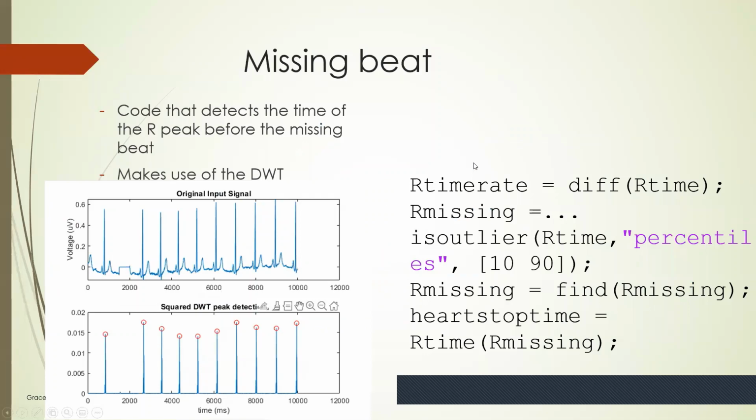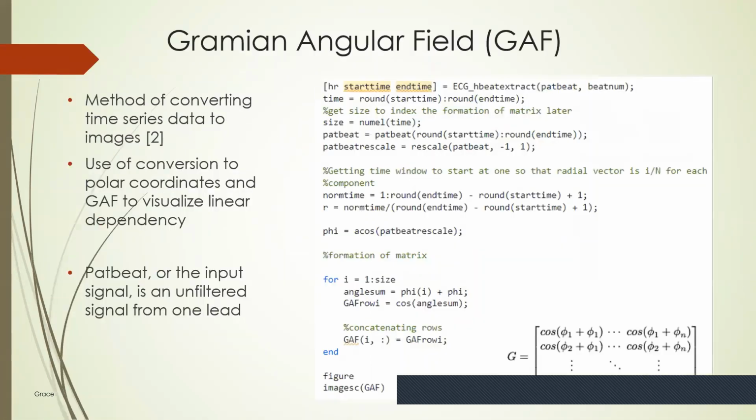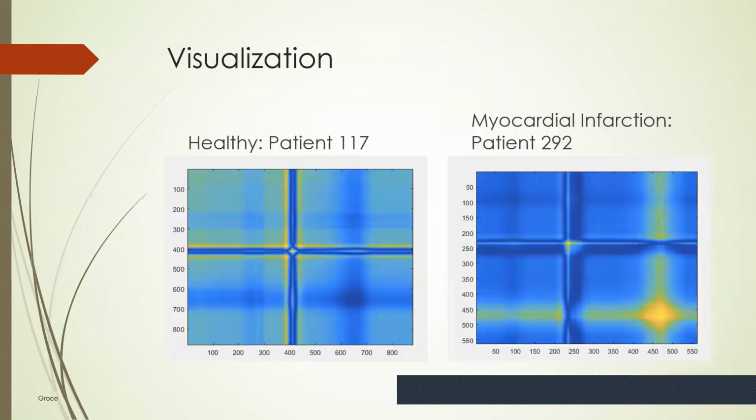The heart wave extraction is important for our next function, which is the gradient angular field. It's a time series to image conversion, and it utilizes polar coordinates and the gradient angular field matrix to give an image depiction of our data. And for a healthy patient, there is a consistent coloration around this cross here, whereas in the unhealthy patient, we've got difference in coloration. And further work would be to explore the significance of the difference in these images.